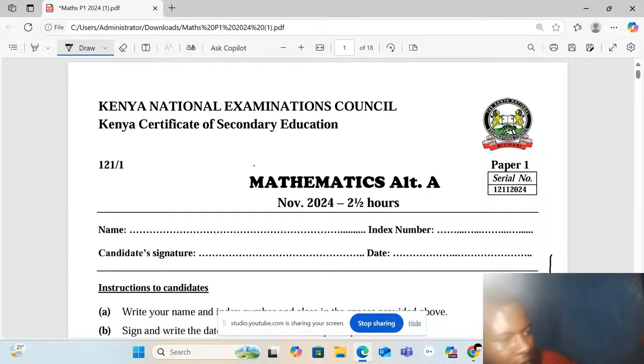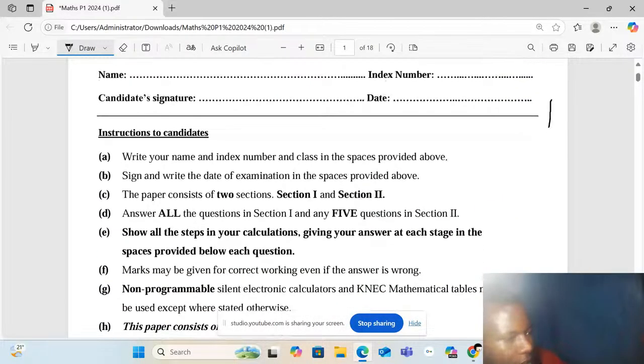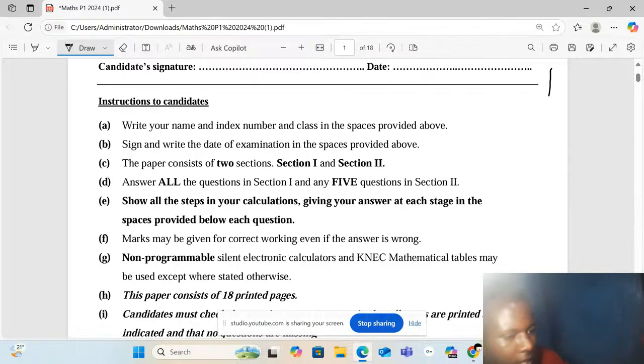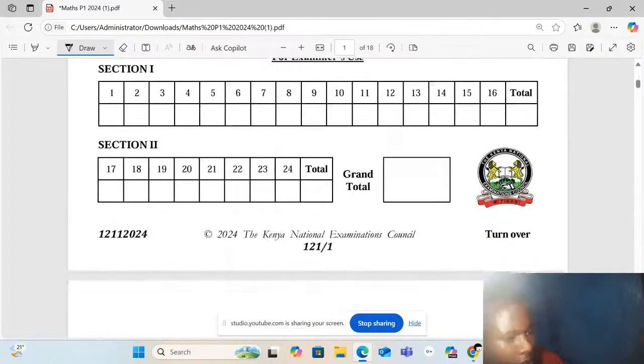Now, I want us to look at this KCSE paper 1, year 2024. And now we can go straight to section A, and we are going to start with number 1.